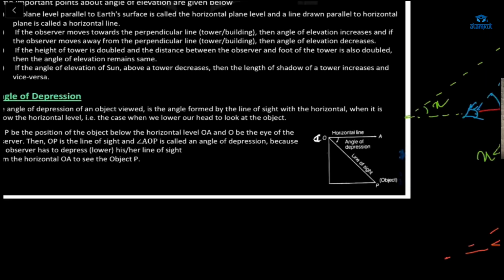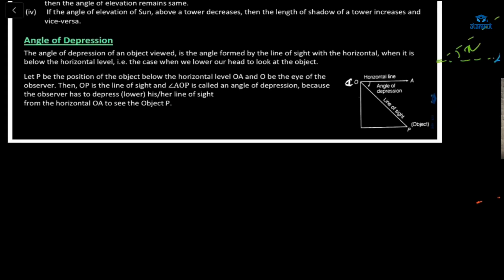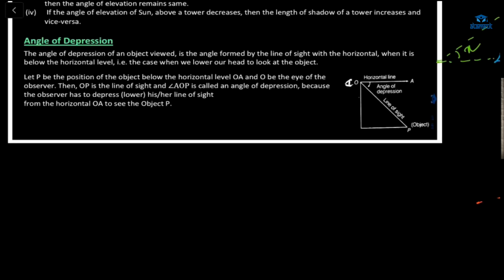Now the new angle is the angle of depression. What is the difference between the angle of depression and the angle of elevation? Elevation is when you are standing on the ground and you have to observe an object by lifting your head up. But for example, you are standing on the roof of a building and you are observing someone standing down.